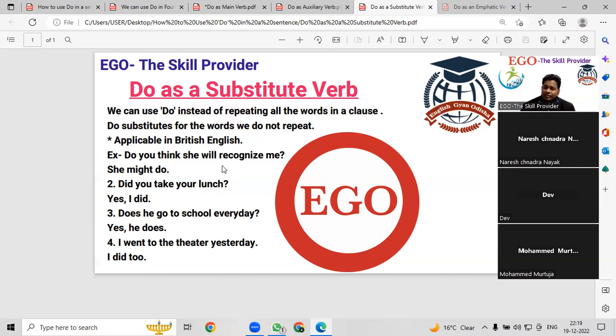We use a short form. If I ask, sir, have you finished eating? You just say yes. In Odia, how can you say it? Then yes, I did. If I ask, sir, did you understand everything? Yes sir, I do. Over. It's over. So that is something called do as a substitute verb.